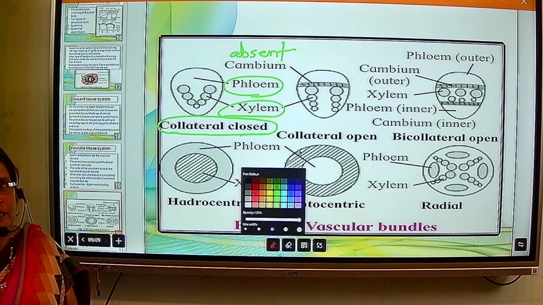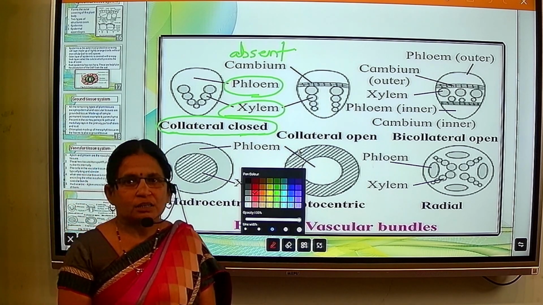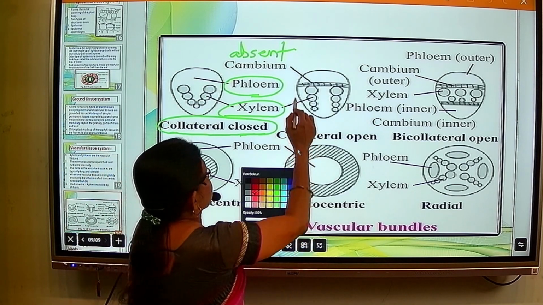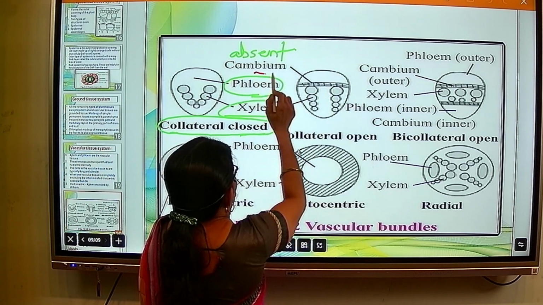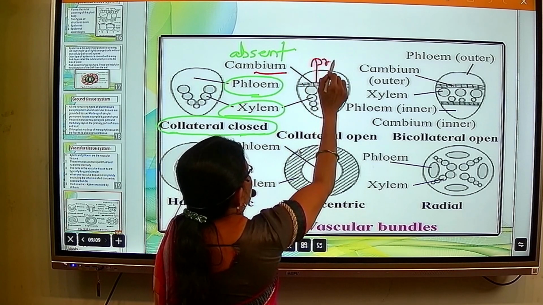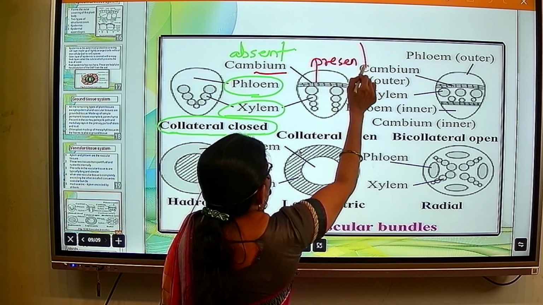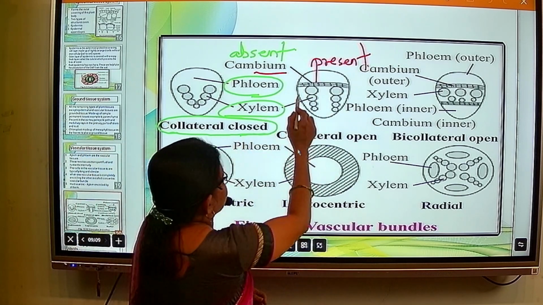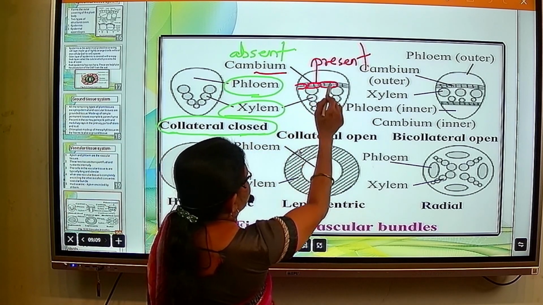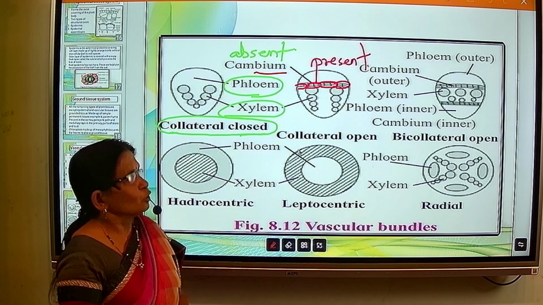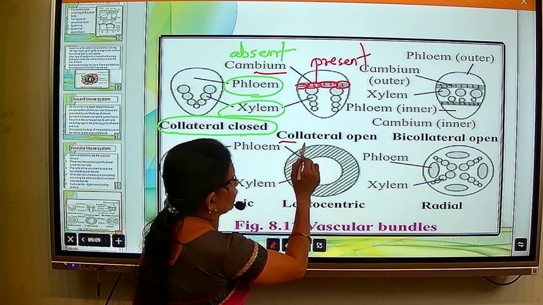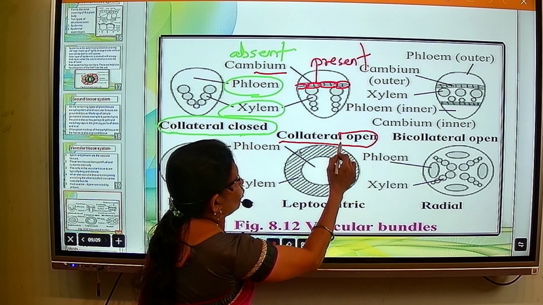In collateral open type, there is the presence of cambium. Cambium is present here. This one is the cambium layer. See, this one is the cambium layer which is present. So this type is called collateral open type.